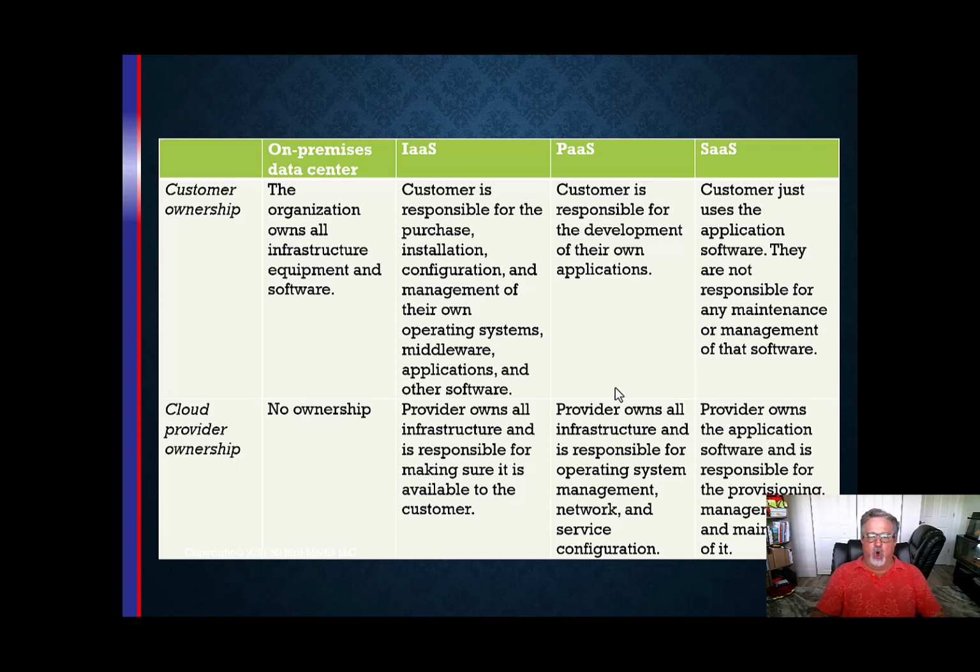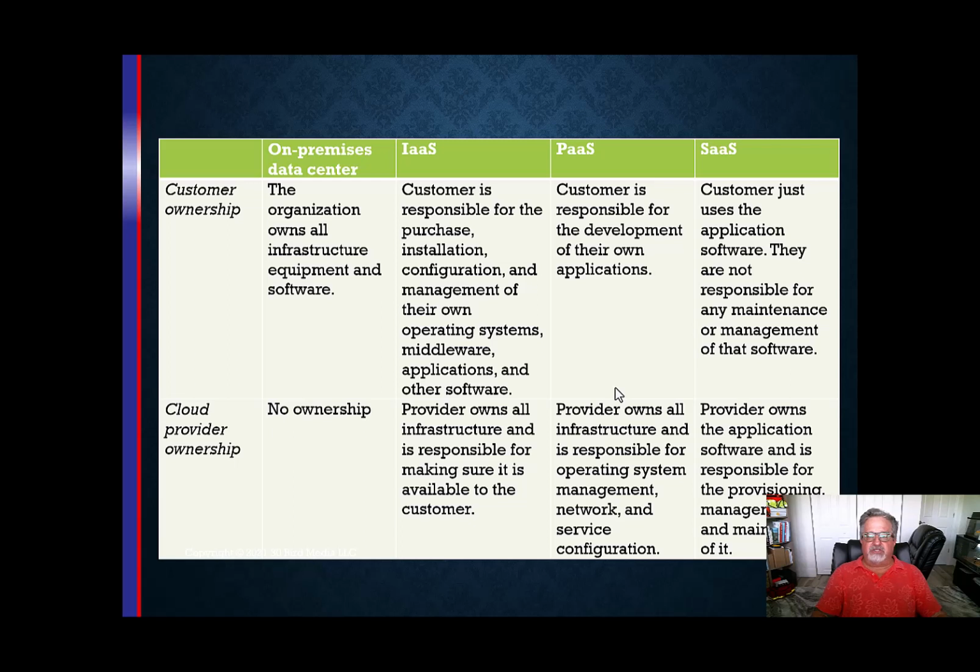The customer is only responsible for the purchase, the installation, configuration, and management of their virtual environment, right? Their operating systems, any middleware applications, any software licensing, and so forth. That's all you're responsible for. You're not responsible for Amazon's $15 million data center in Vienna, Virginia that they just opened up. No, you're only responsible for whatever you built in the cloud, right?